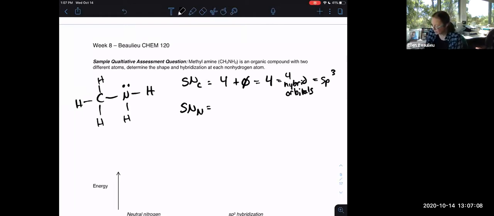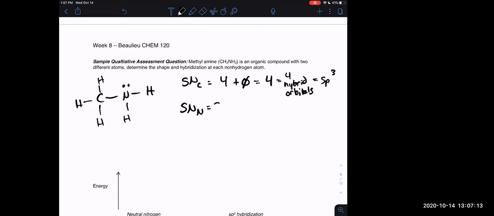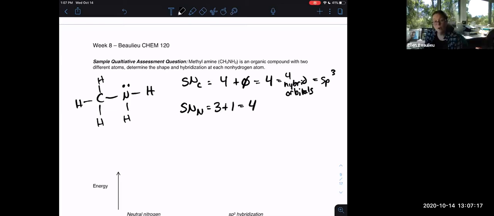Let's do that same process for nitrogen. How many atoms attached? 3. How many lone pairs? 1. So I also get a steric number of 4. That means nitrogen also needs to be sp3 hybridized.